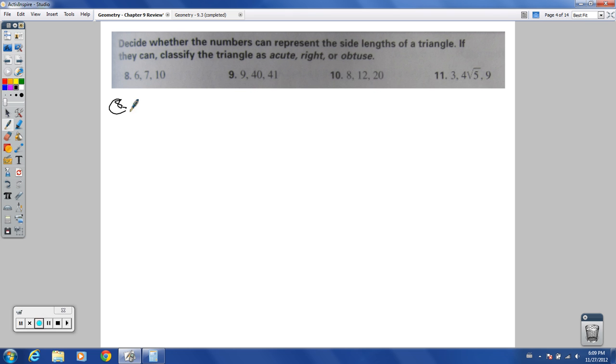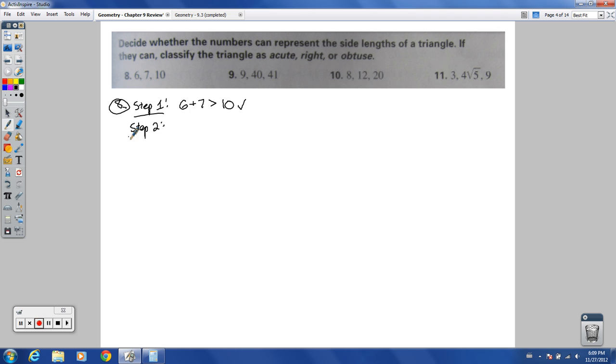So let's check that first. I'm going to write it like I did before. Step 1, we will have in our notes before, we had 6 plus 7. That's your A and your B. Is that greater than C? Is it greater than 10? Yes, it is. So step 1 checks out.